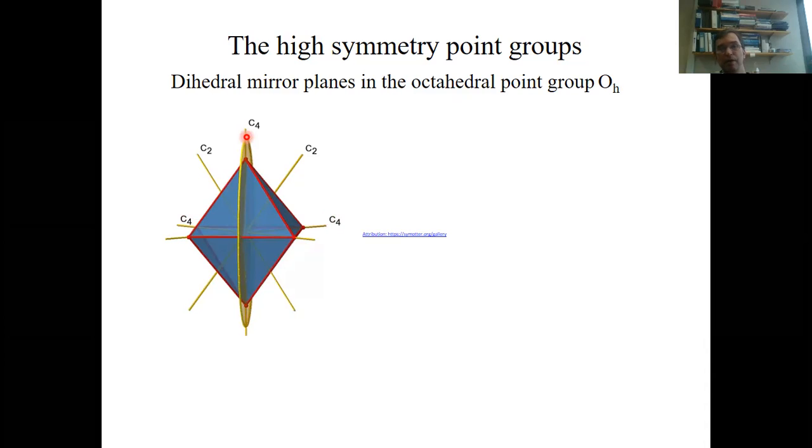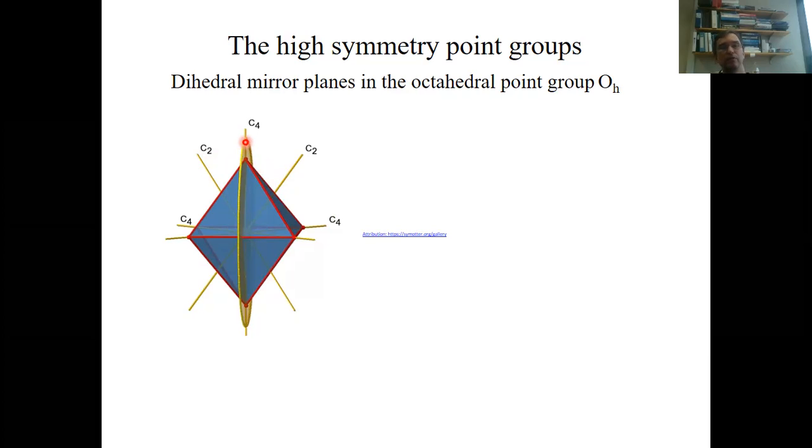So these mirror planes are even dihedral mirror planes because they bisect the angle between two of the C2 prime axes that we previously considered. You see that this angle between these two C2 axes is bisected by this vertical mirror plane, and that makes this vertical mirror plane a dihedral mirror plane. So how many of these dihedral mirror planes will we have?